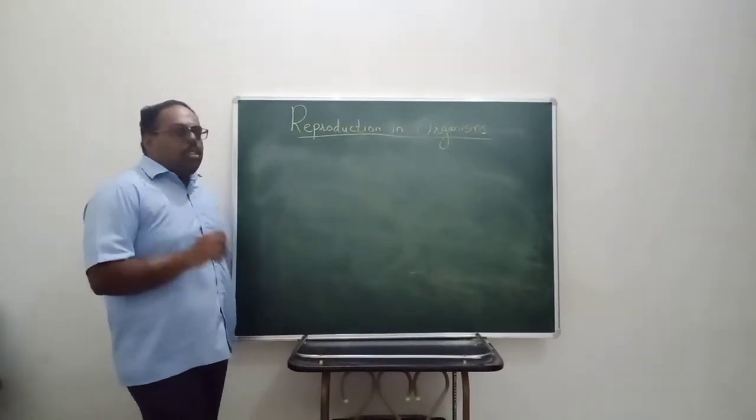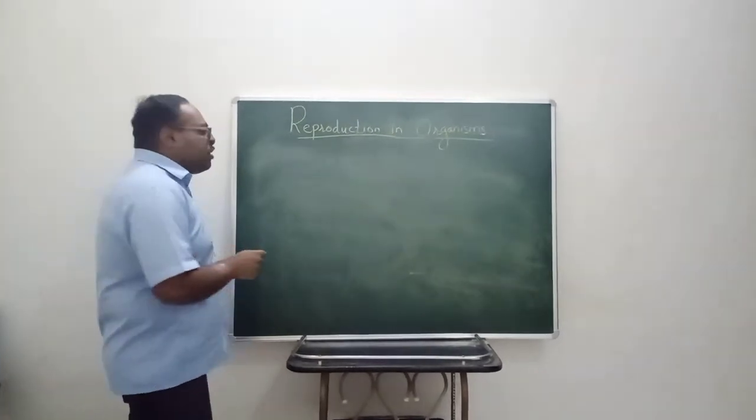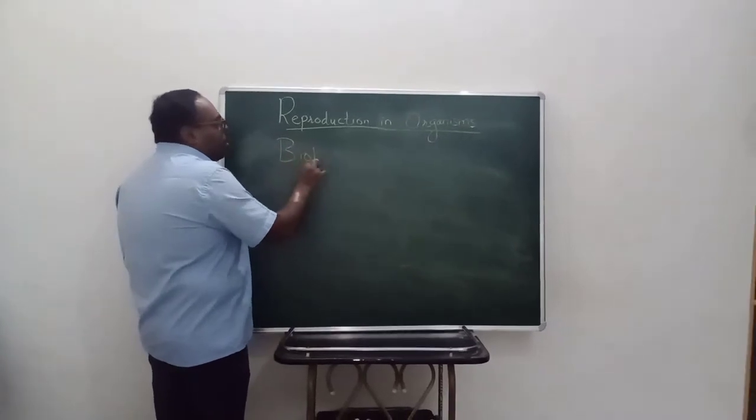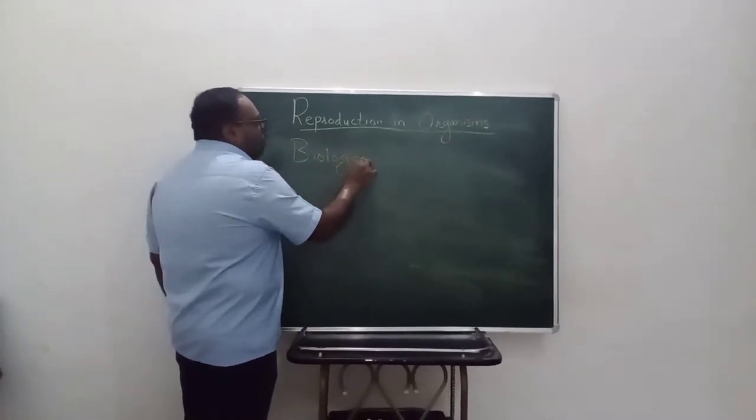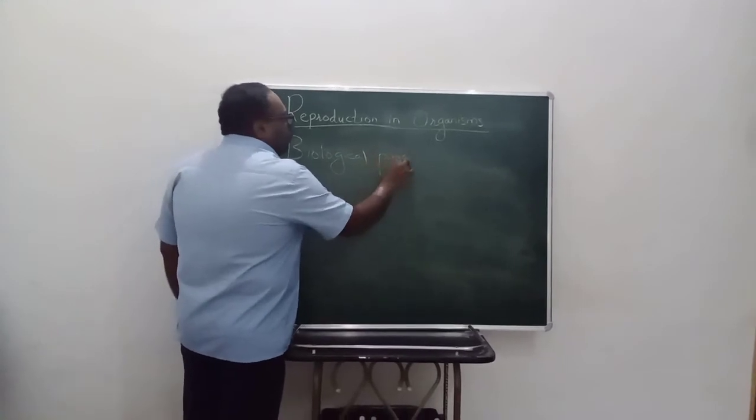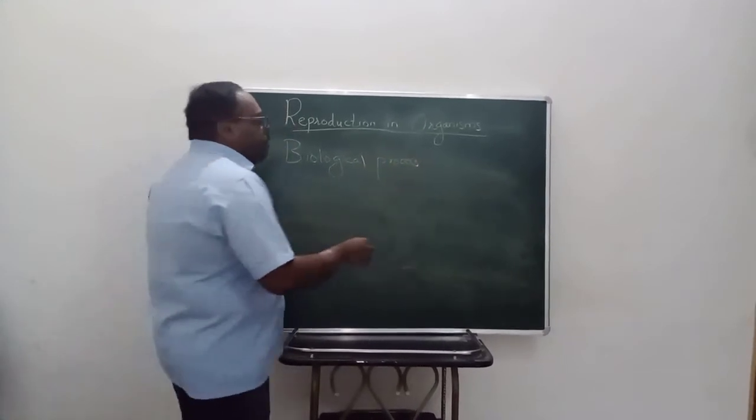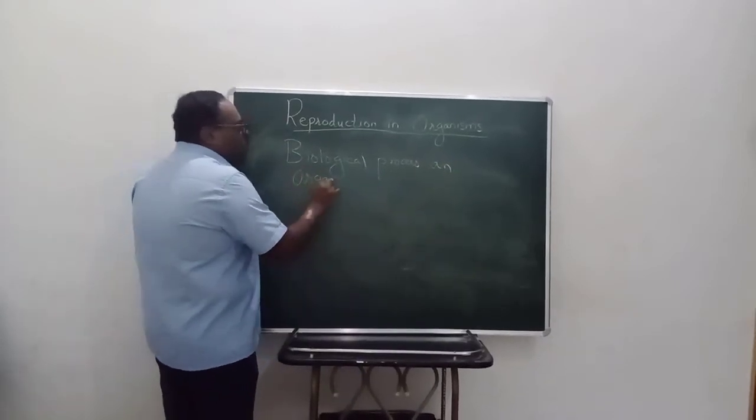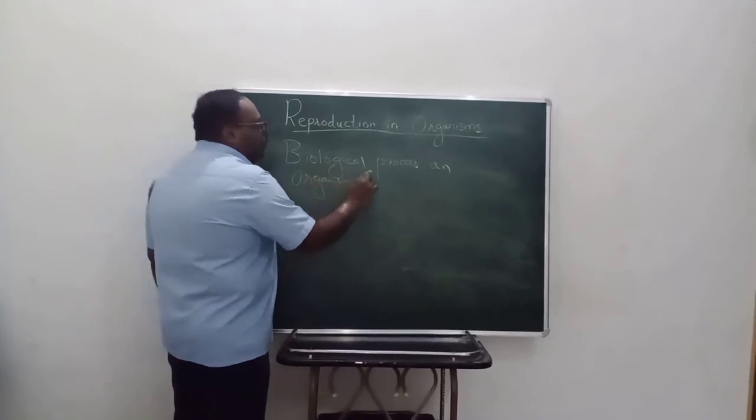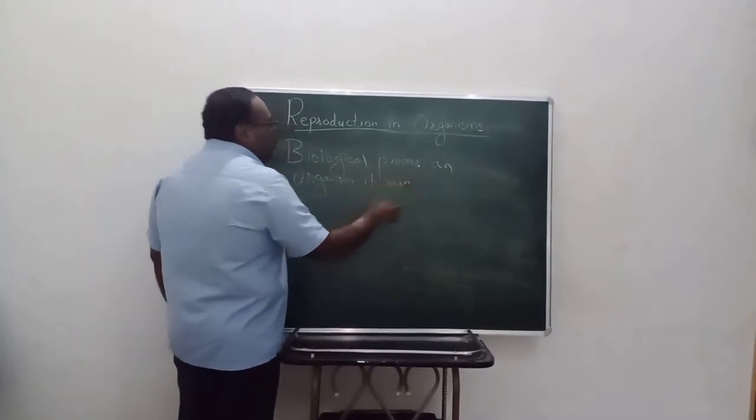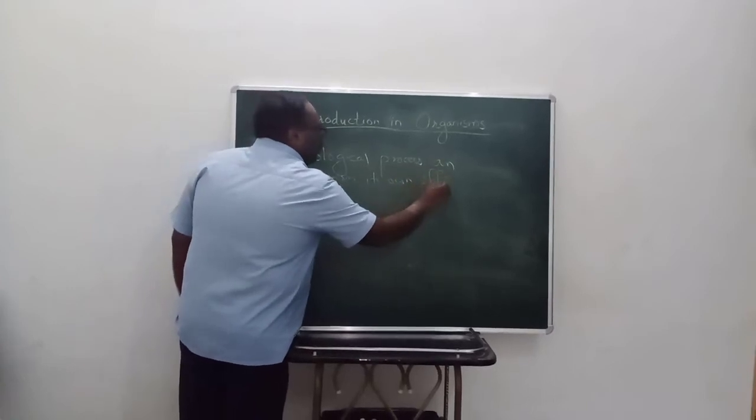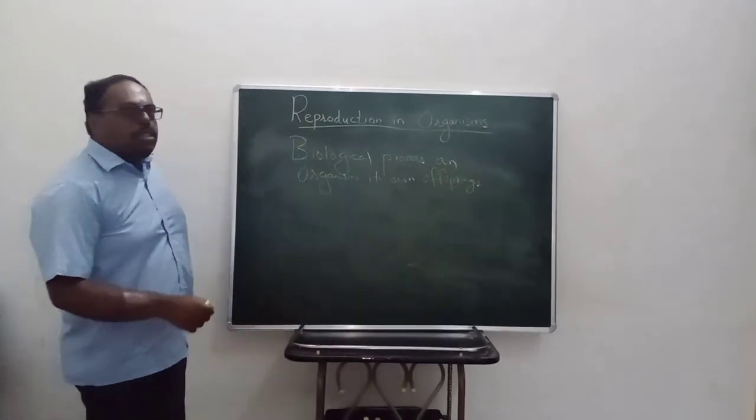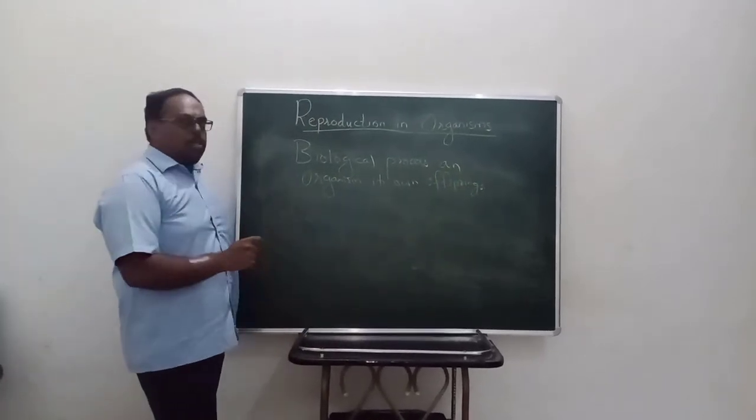So first we will start with what do you mean by reproduction? Reproduction is a biological process by which an organism produces its own offsprings. This is the definition for reproduction.